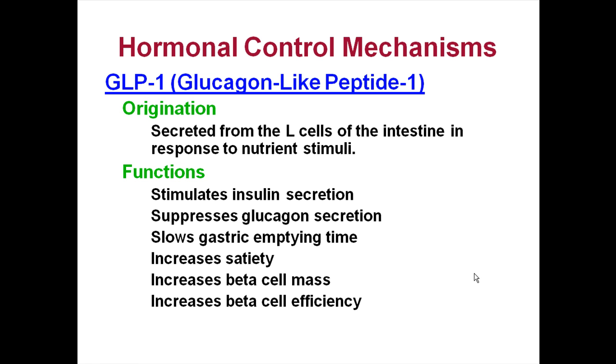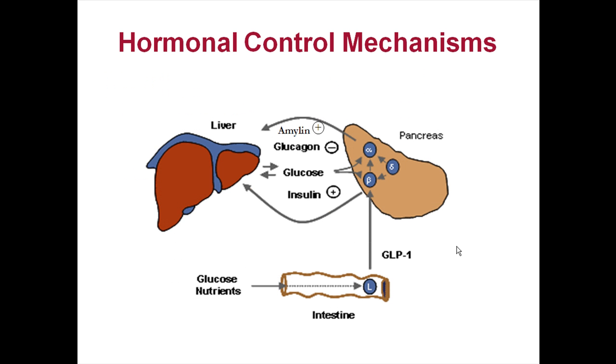So basically it's kind of like working out your muscles. The more you work out and produce GLP-1, you're going to increase beta cell mass, to a certain extent. You don't want to go crazy, but you increase that mass so it's available, and then it also increases the efficiency. So it has a lot of things that it does in concert with insulin and amylin and so forth.